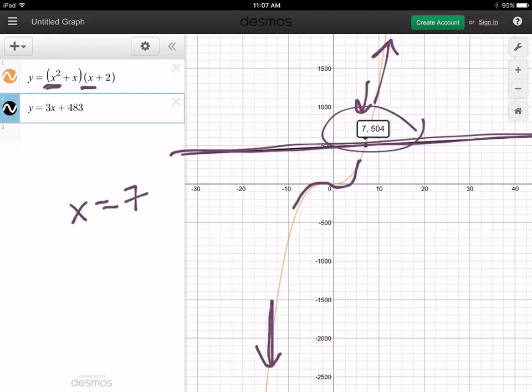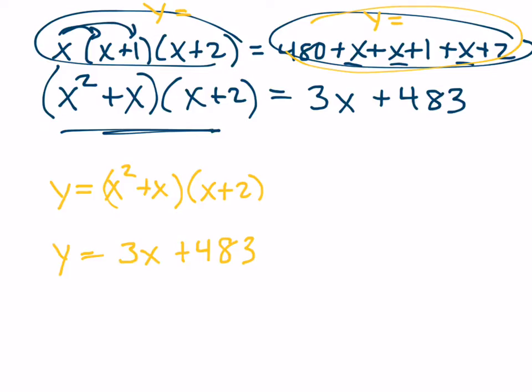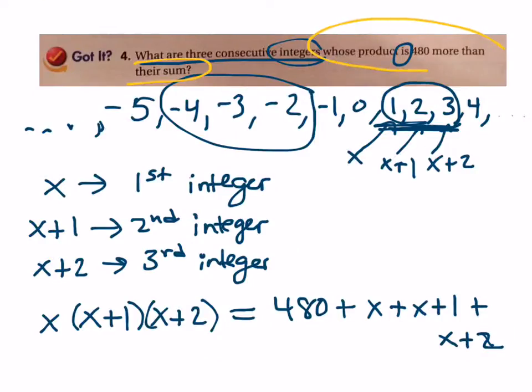Now we need to finish up by backing up and answering the question. What are the 3 consecutive integers? We know what x is. That's the first integer, 7. Then the others would just be 8 and 9.